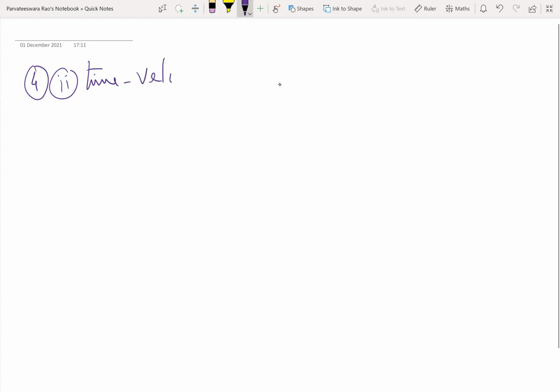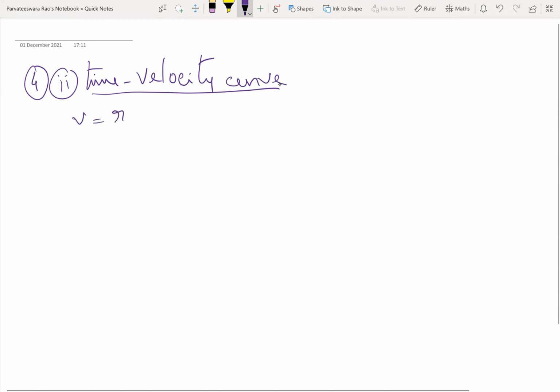Time velocity curve. You got the equation? V is equal to R omega cos theta.